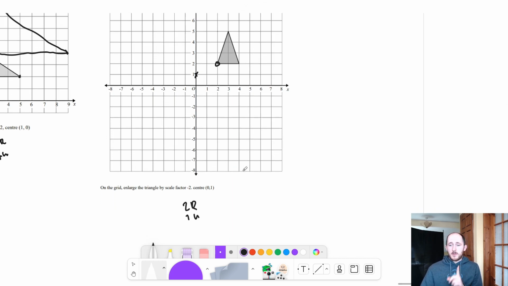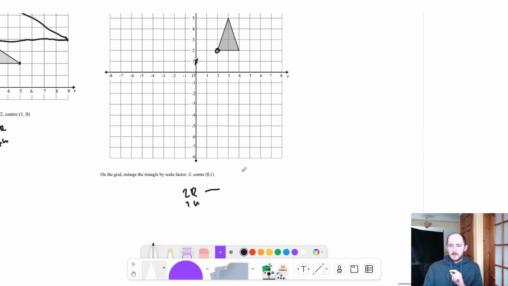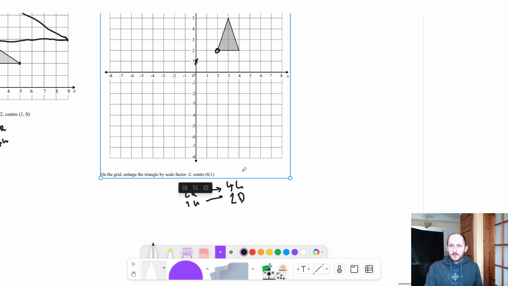And the scale factor is -2. So here's what you do. You times it by 2, not -2. So 4 and 2. But you go in the opposite direction. So instead of right, you go left. Instead of up, you go down. So I'm going to go 1, 2, 3, 4 to the left, 1, 2 down.